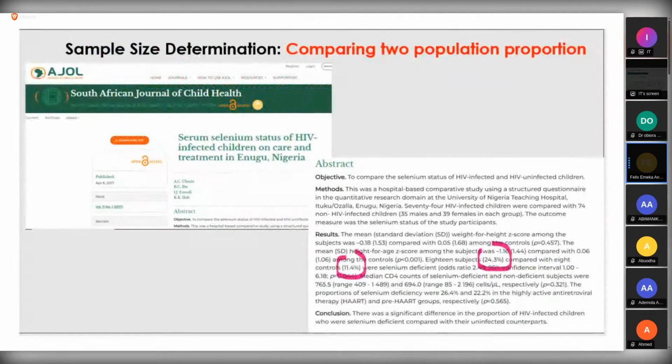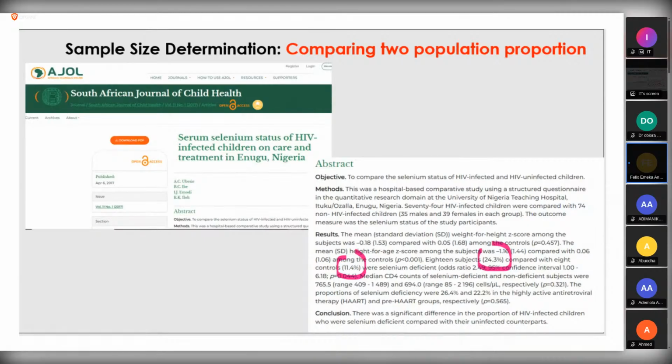But the example that I used here is different. Just imagine you are doing a study where you are checking for serum selenium deficiency in two populations, HIV infected children and children that are not HIV infected. So you want to check which group has more selenium deficiency. Is it the HIV infected children or the controls which are not HIV infected? Which group has more prevalence of selenium deficiency?